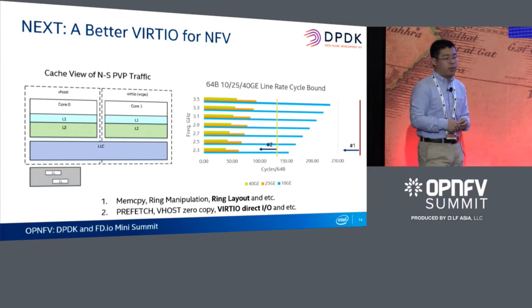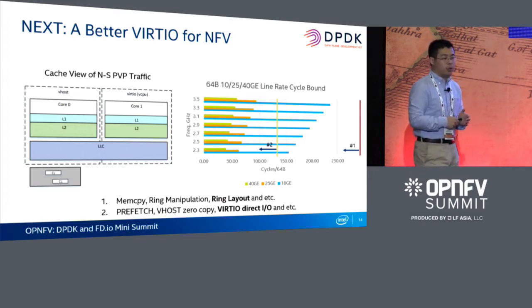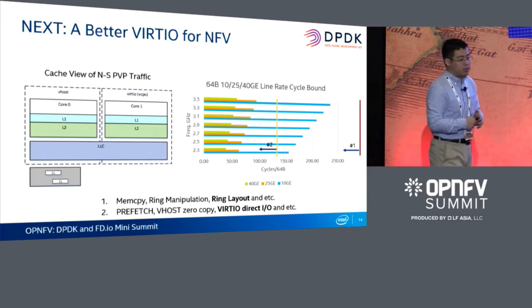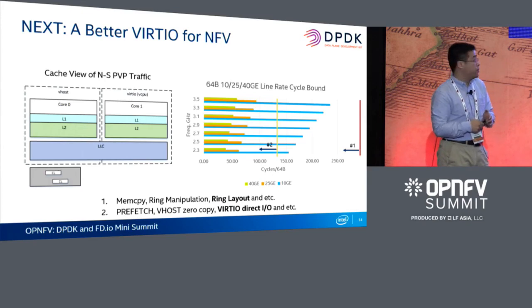That is software optimization. So we are going to talk about another approach, which is virtio direct I/O, where the hardware puts your packet directly to your virtual device, and you no longer hit the core to core. You just have a single PMD working on that ring. That's what we're going to talk about. So in the next two slides, I will go through the ring layout's impact and what we are doing, and also what I mean by direct I/O.